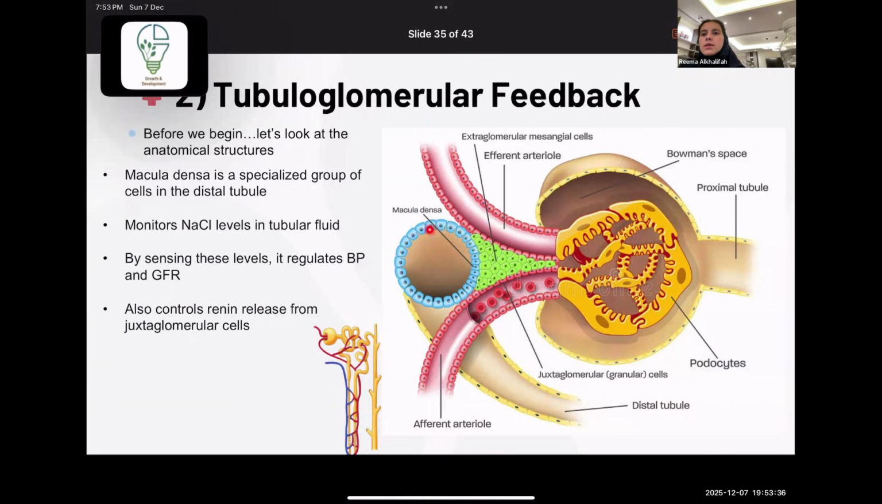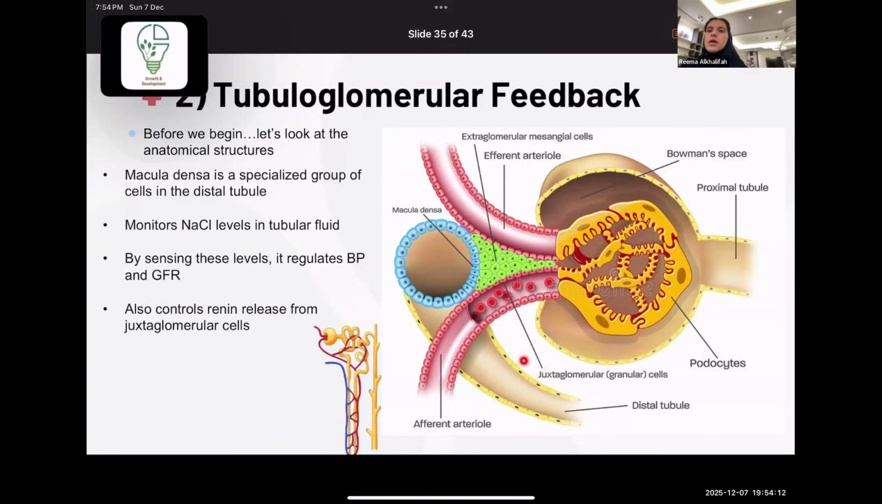So the macula densa in the distal tubule, there's specialized cells located in here which interact with other cells. It interacts with the extraglomerular mesangial cells and the juxtaglomerular, or also called granular cells. Those three, macula densa and the extraglomerular mesangial cells, they're all part of something that is called the juxtaglomerular apparatus, okay? Not important for this lecture. You covered it in histology, but just a quick reminder.